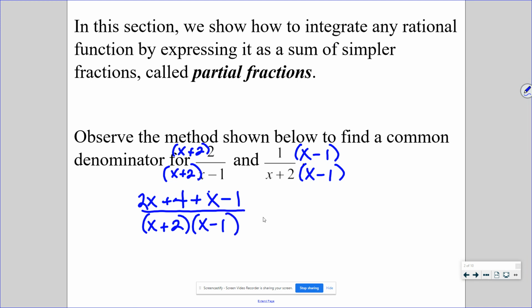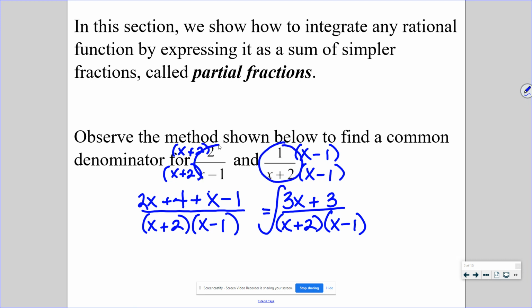Keep the denominator the same, and you would end up with something like 3x plus 3 over x plus 2 times x minus 1. Okay, here's what we're going to be doing today. We are going to be integrating things that look like this. But it's so complicated that it's not possible to integrate something that looks like this. So instead, we are going to backtrack all of this work to figure out what two simpler fractions added together would have equaled this thing.